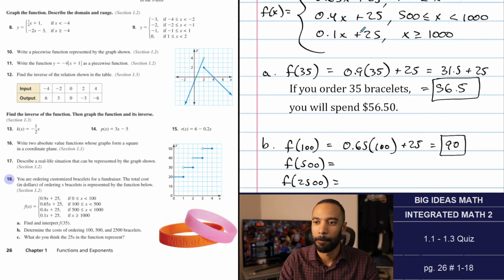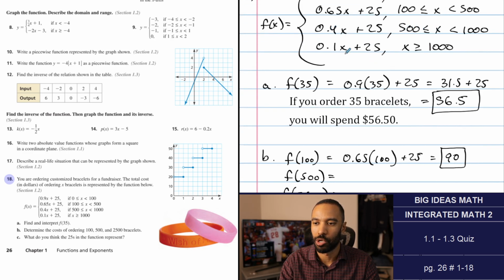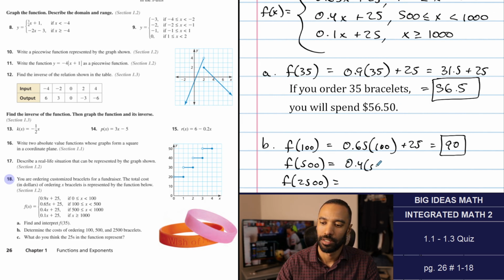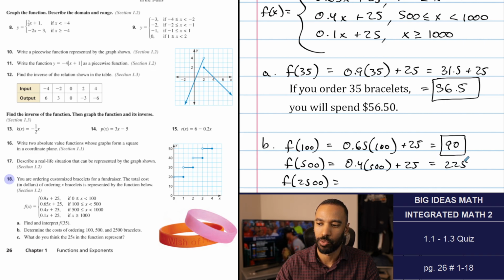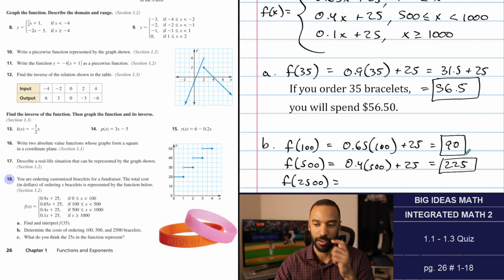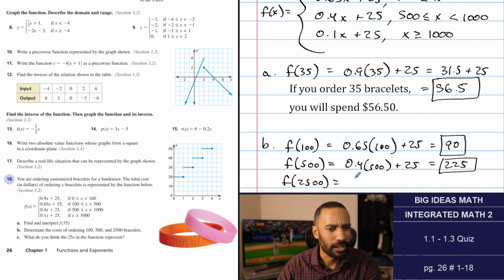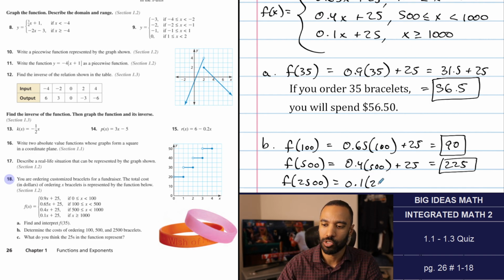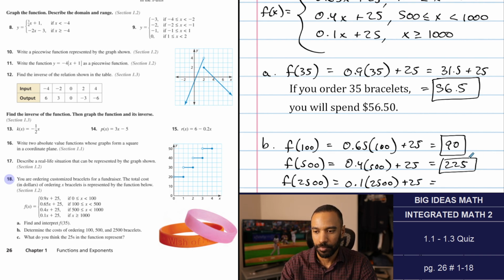F of 500, we're going to substitute into this one. So 0.4 times 500 plus 25, which is 200 plus 25, or 225. That's how many dollars you'd spend on 500 bracelets. And then 0.1, because 2,500 is more than 1,000. 0.1 times 2,500 plus 25 is, I don't know, I'm having trouble, 250 plus 25, which is 275.